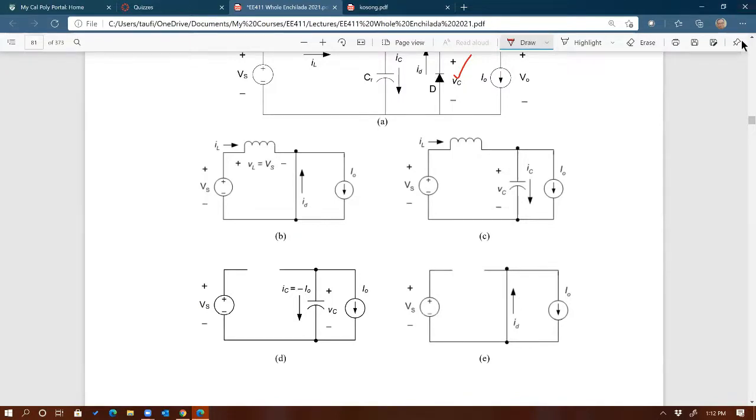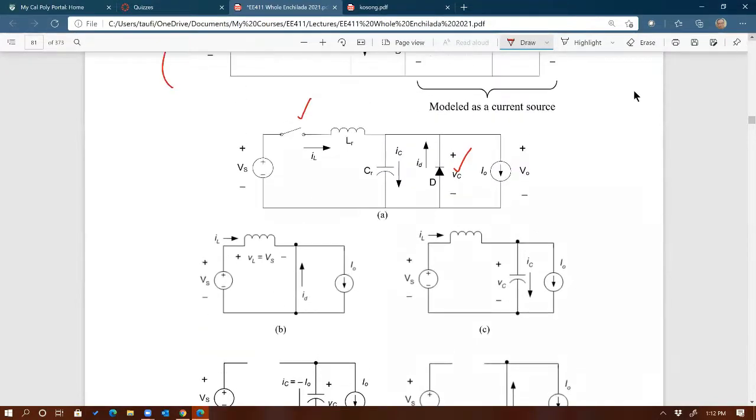Also, one thing that I forgot to mention is that it is important to note that the resonant capacitor is in parallel with the diode. You see that? That means if this diode is conducting, assuming ideal diode, the voltage across it is equal to 0. So this is basically a short.